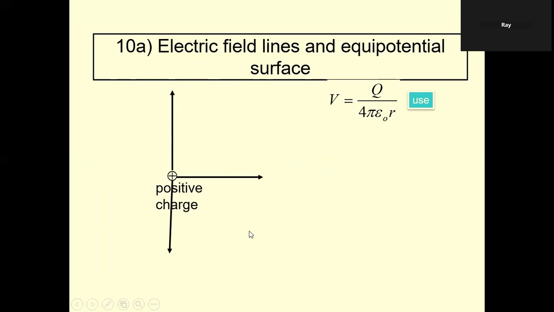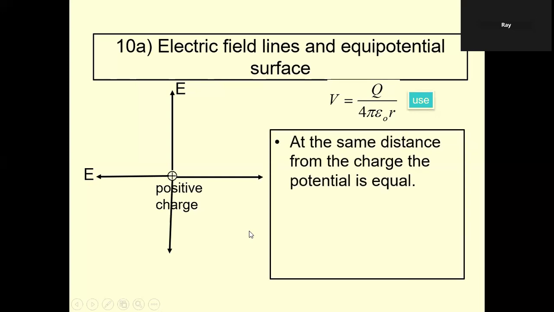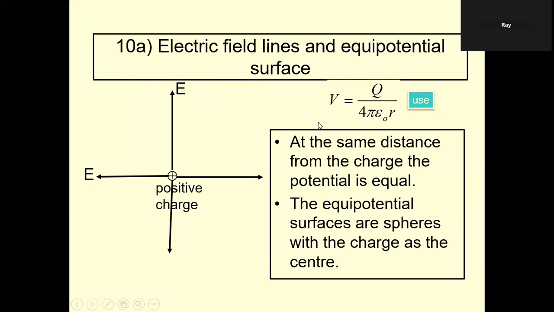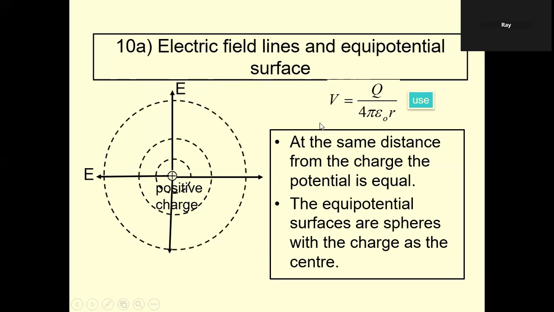That's your electric field of a point positive charge. At the same distance from the charge, the potential is equal. Right? Same distance, same charge, potential is the same. So it's a sphere. It's sphere. Not uniform, right? So not equal distance apart. The concentric circles are not equal distance apart. Right? Further and further, they become weaker and weaker. Right? According to here.